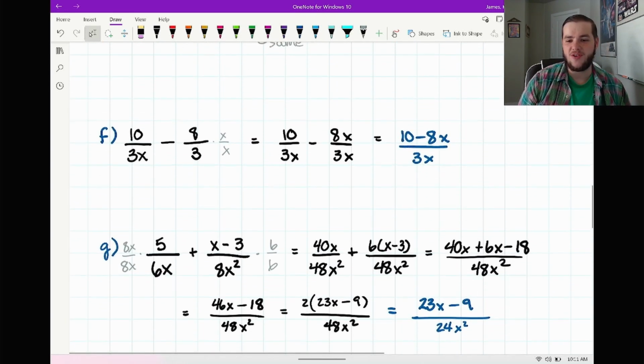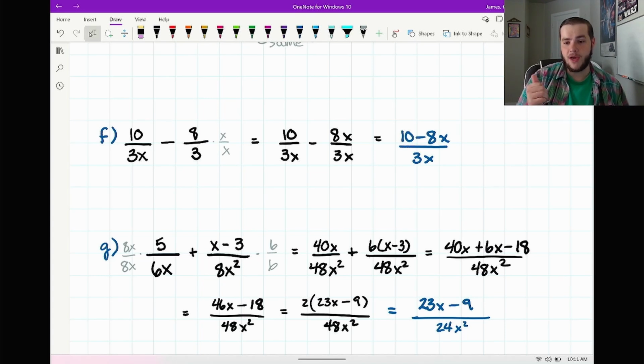Part G took a little bit more work because I'm a little further away from having a common denominator. I noticed that my right one has an 8. My right one is missing a factor of 6, and my left one is missing both a factor of 8 and x. So I had to multiply my left fraction top and bottom by 8x, and my right fraction top and bottom by 6.